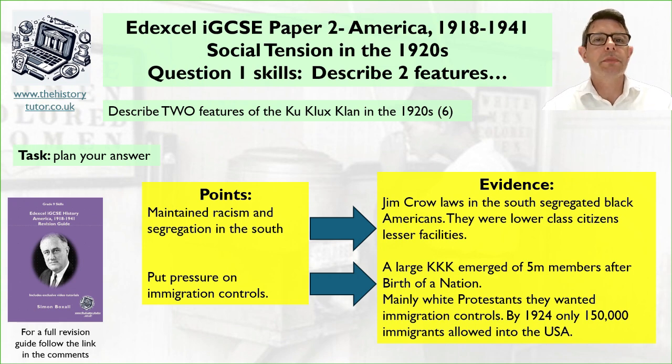A second idea, of course, could be looking back to one of our previous themes around immigration. The KKK put pressure on the government about immigration control. After The Birth of a Nation, a large KKK emerged with around 5,000 members. Many of them were white Protestants who wanted to maintain a white Protestant America, fearful of the arrival of non-white people, but also Catholics and other religions that would start to take away from the white Protestant nature of America. And that led to immigration controls by 1924 of only 150,000 new people arriving in America.